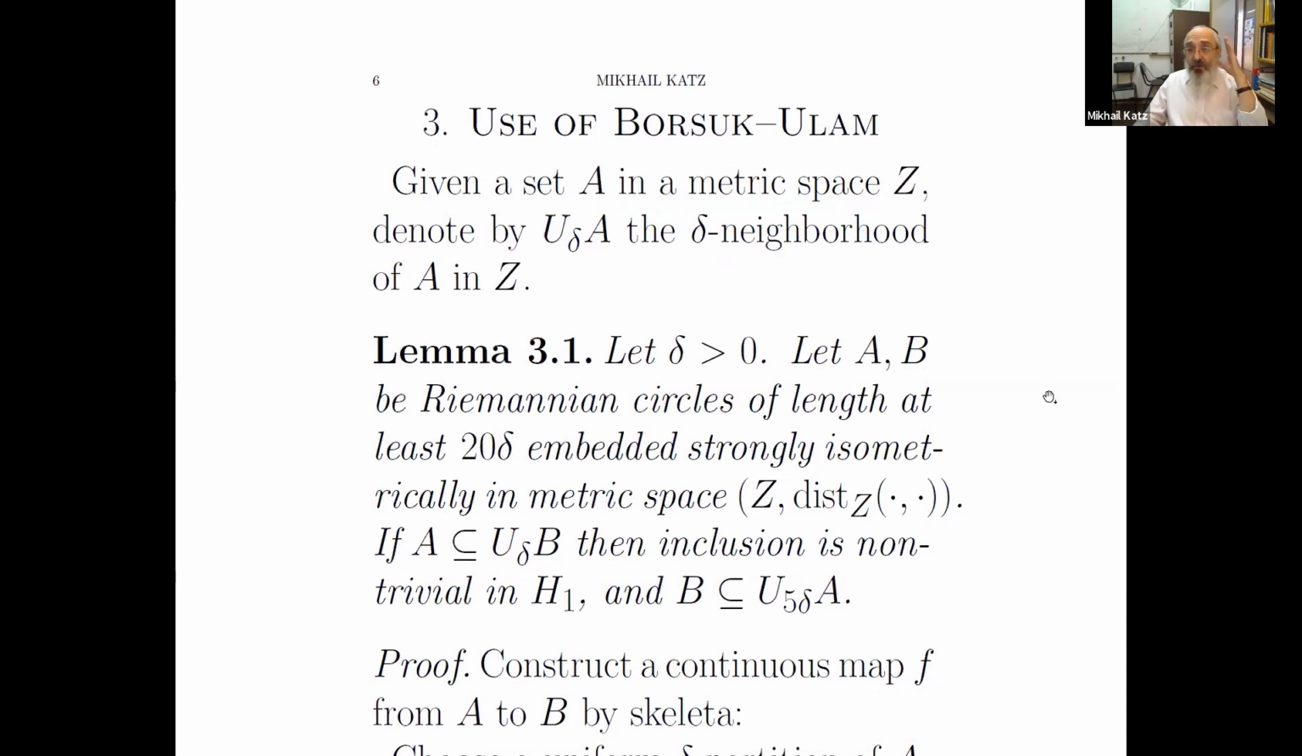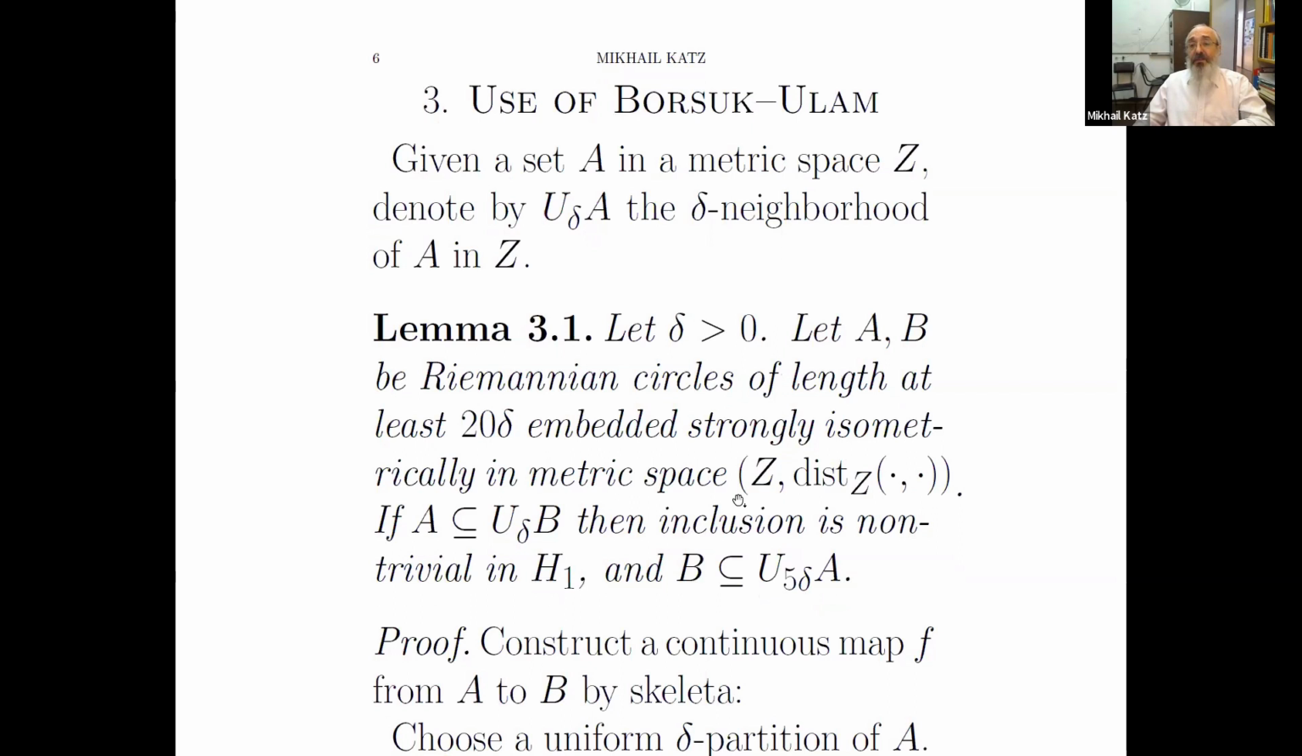Let's take two circles and denote them A and B. So A and B are Riemannian circles, and they are of length that's sufficiently large compared to delta, at least 20 delta. And let's assume that they're embedded strongly isometrically in a metric space. Strongly isometrically just means isometrically. The metric space is denoted Z, and the distance function there is denoted by dist sub Z.